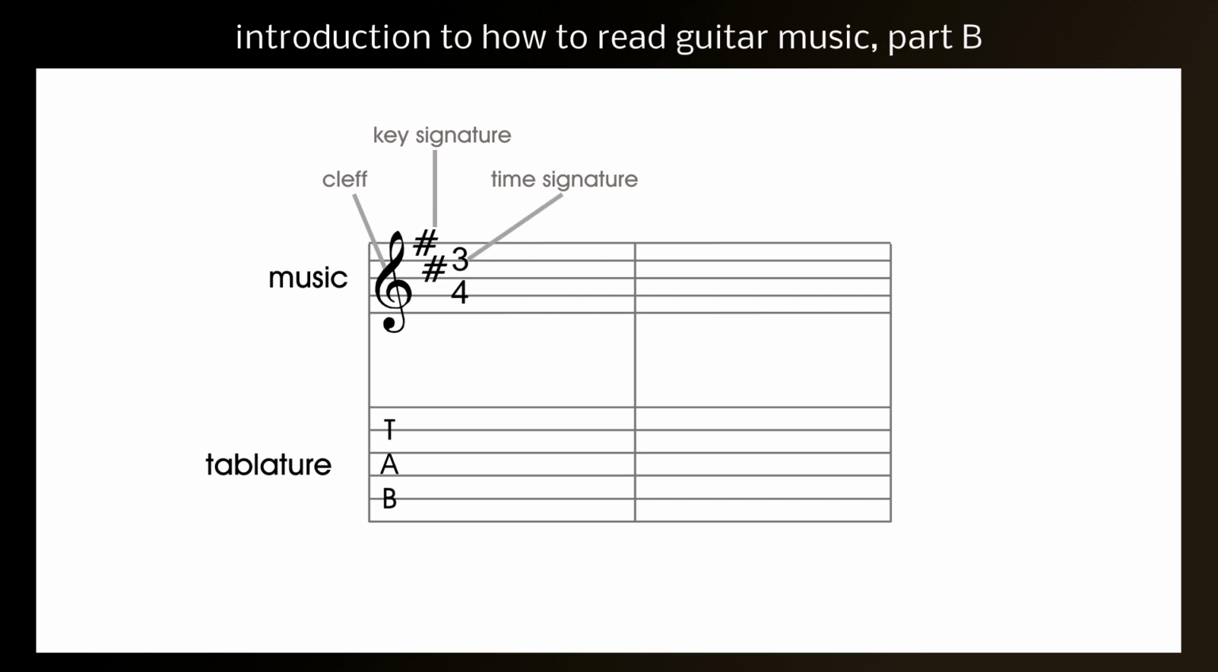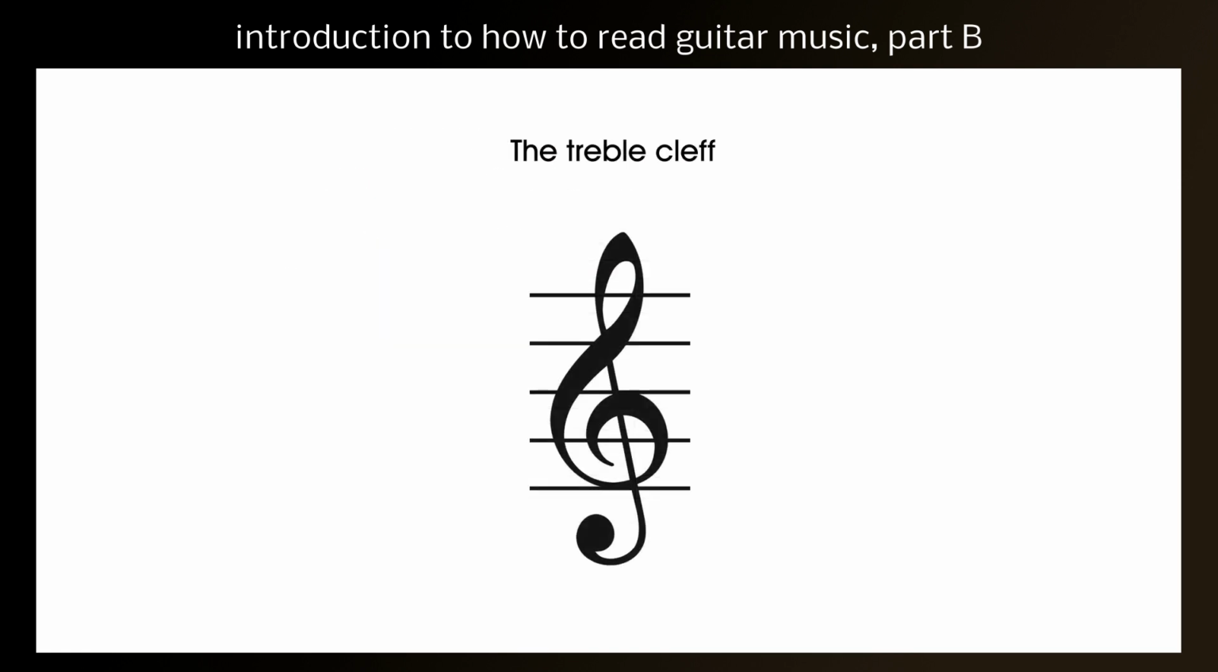Right, let's take a quick look at the elements of the stave, and some of the elements we've already looked at. At the very beginning of the stave is the treble clef. And all the music we've done so far has been in treble clef, and all the music we'll be doing from here will be in treble clef.